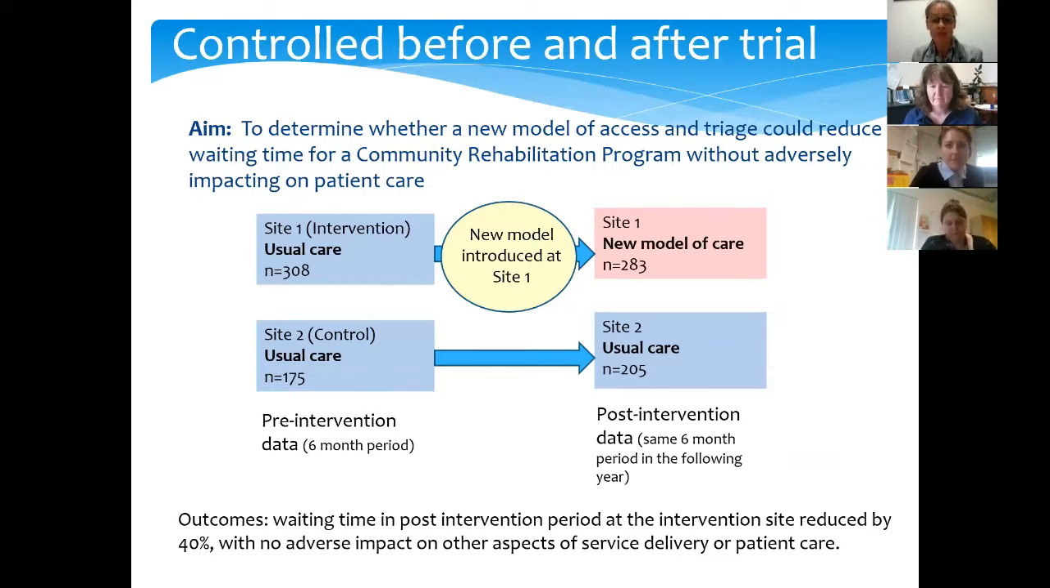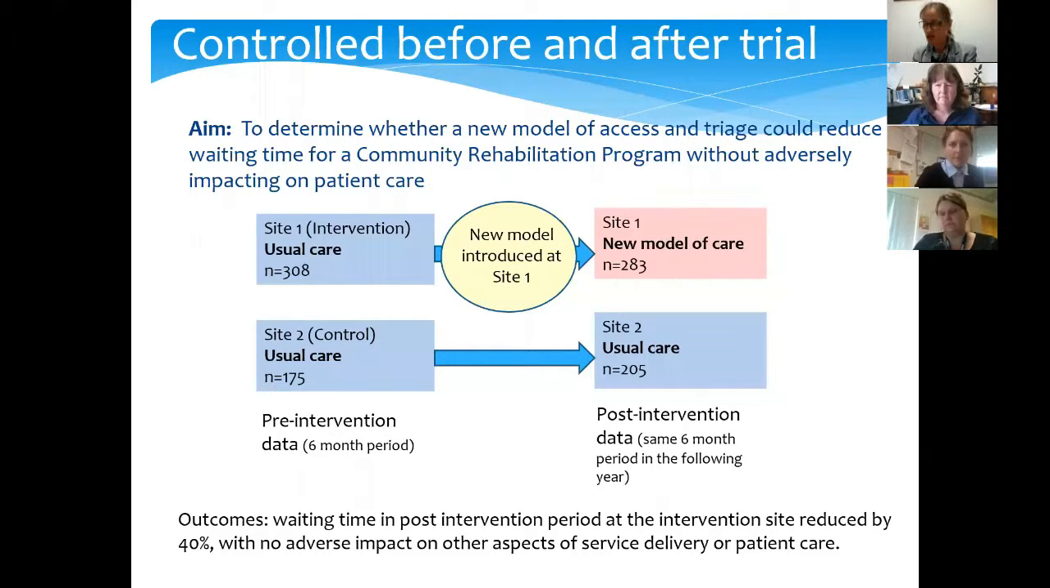And we found that waiting times in the post-intervention period at the intervention site reduced by 40% without any adverse impact on other aspects of service delivery or patient care, and there weren't any significant changes at the control site. So just adding that extra element to the research design gives us a lot more confidence that the change in the model of care was responsible for those reductions in waiting time and not something else that was going on at the service at the same time.